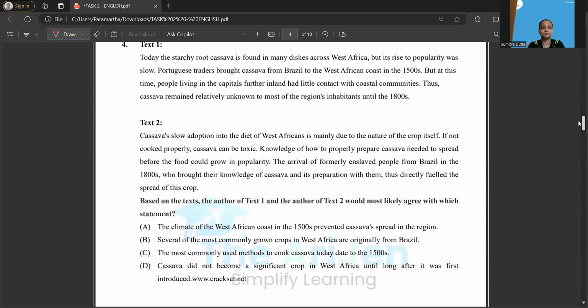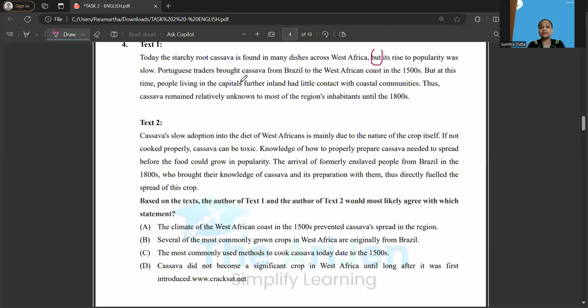This one. Text 1. Today, the starchy root cassava is found in many dishes across West Africa, but its rise to popularity was slow. Okay, so now see, always mark these words. These are transitional words. They will be changing the meaning. They're speaking about something, a starchy root food, but its popularity was slow to rise.